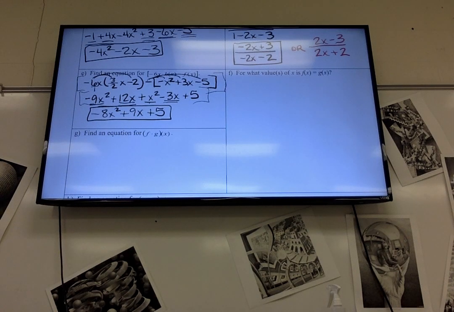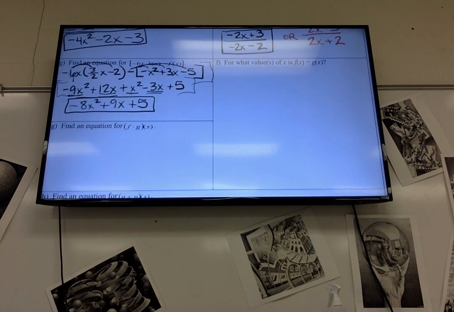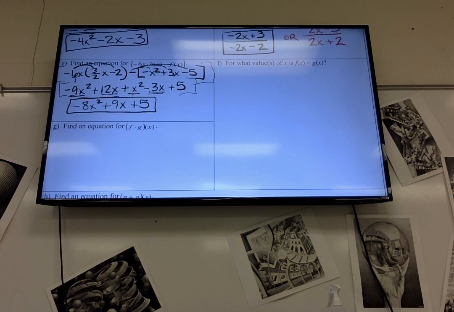Okay, so we got to F yesterday. This is a lot of review because we've already done this stuff before. So it says f of x equal to g of x. And it's actually looking for values, so we're actually going to solve this one.